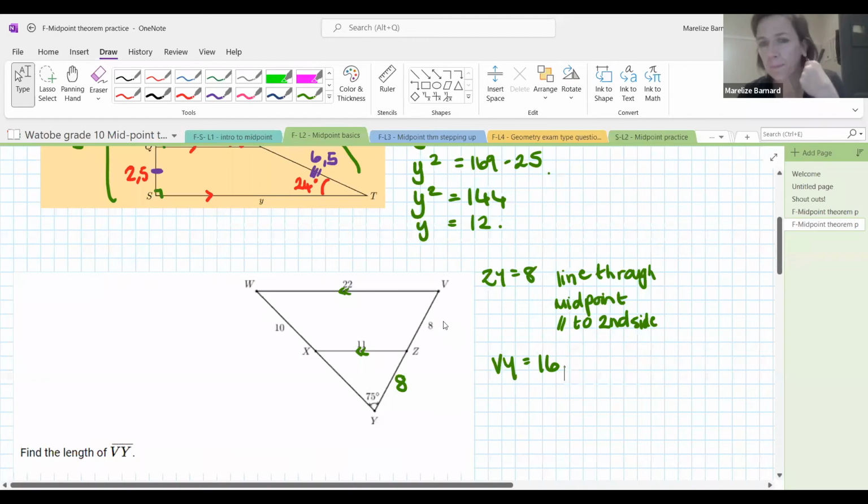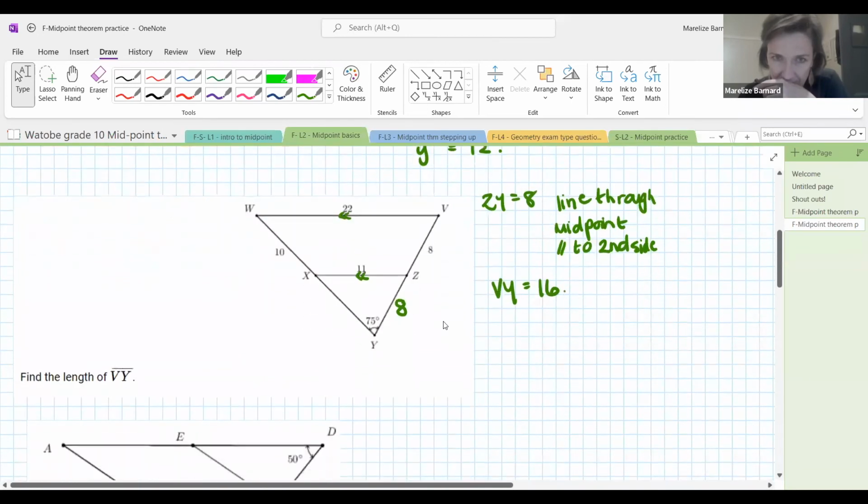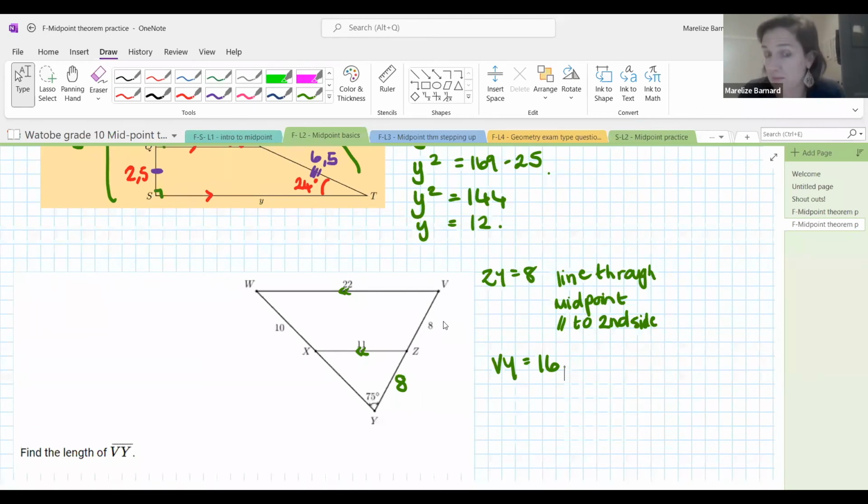Yes, Gopolang. Ma'am, I used different reasons. Which reason did you use? Because it should only be this one. Ma'am, because 22 is half, when you halve it, it's 11. It shows that XY and XZ are the midpoints of the two lines. So since they are the midpoints, it shows that VZ is going to be equal to ZY, and that together is going to be 16. Yes, as long as you use that reason: line through midpoint parallel to second side. Okay, well done.